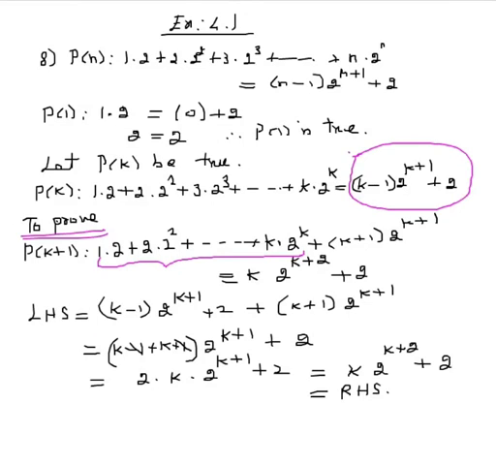Now let's write the conclusion step. Therefore, P of k plus 1 is true whenever P of k is true, because using P of k only, we have proved that P of k plus 1 is true. Therefore, the given statement P of n is true for all natural numbers n.